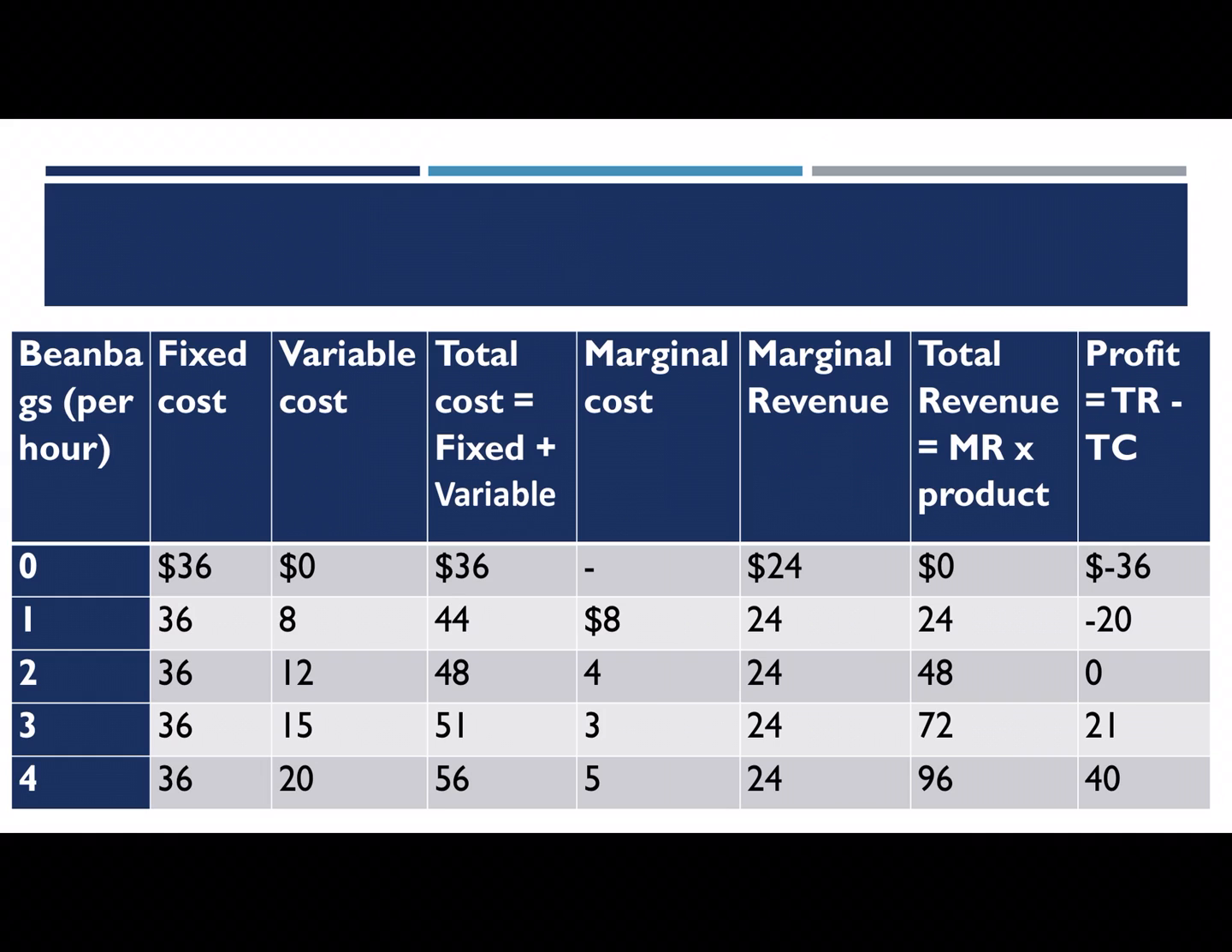The next table is what's called marginal cost. Marginal cost is the difference from point A in beanbag production to point B. So if we're going from point A being 1 beanbag per hour, to 2 beanbags per hour, with a new total cost of $48, our marginal cost would be $4, 44 to 48.